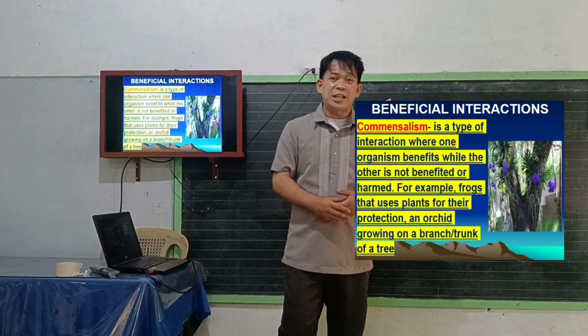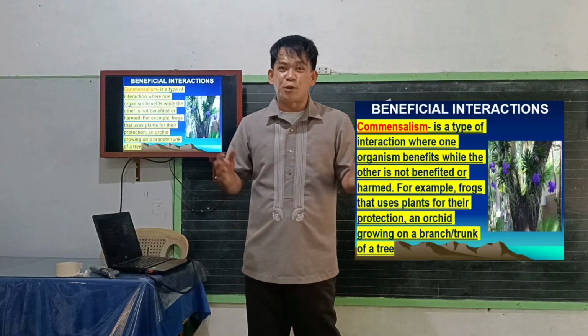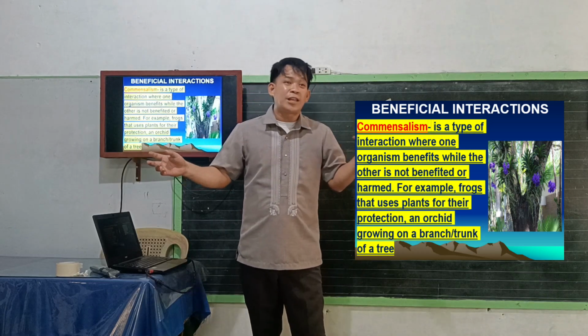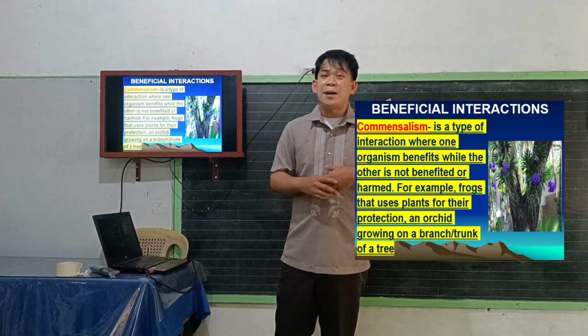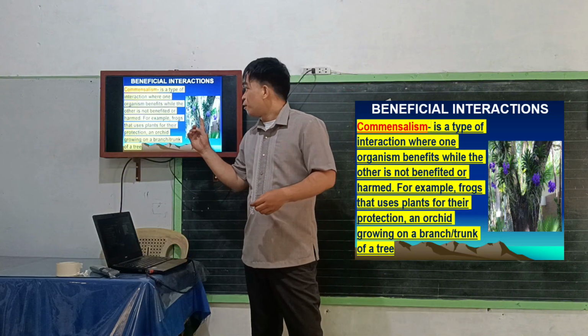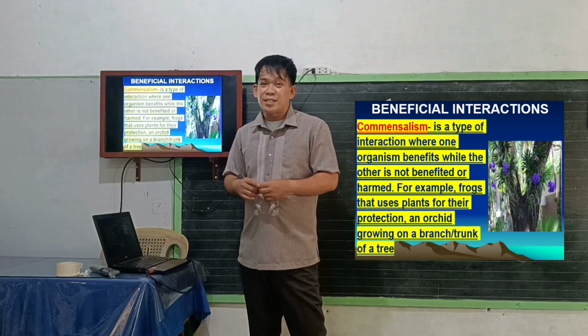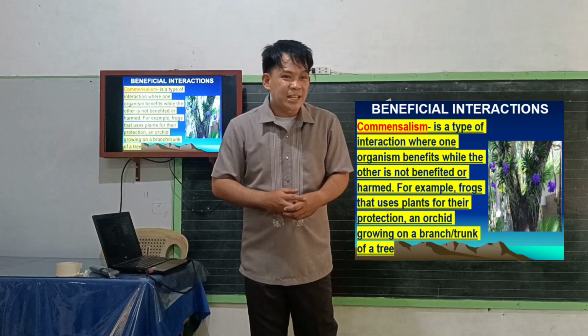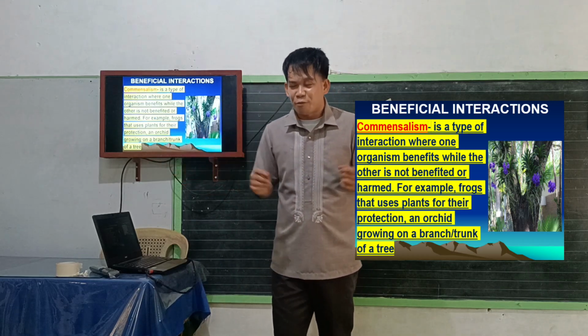Next, another beneficial interaction is commensalism. Commensalism is when one organism is benefiting while the other is not benefiting but not affected. An example is an orchid living in a tree. So that is commensalism. What is that again? Correct.